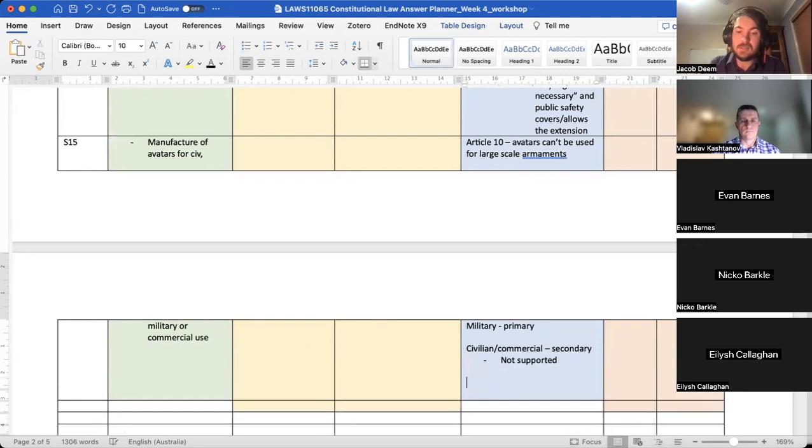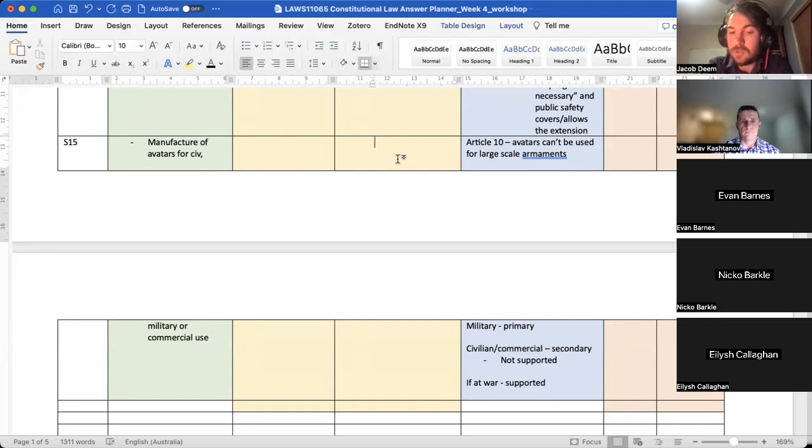What about then in wartime? Would our answer change? And if so, why? Yes, it would change. Yep. So if we're at war, then it might be supported. Why would that be? Because even if something's in this secondary element, it's not automatically valid under the defense power. What's useful and important about this civilian or commercial manufacture of avatars if we were at war?